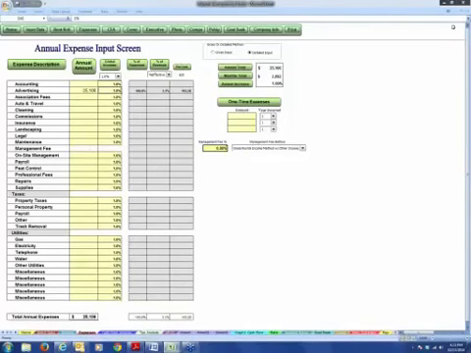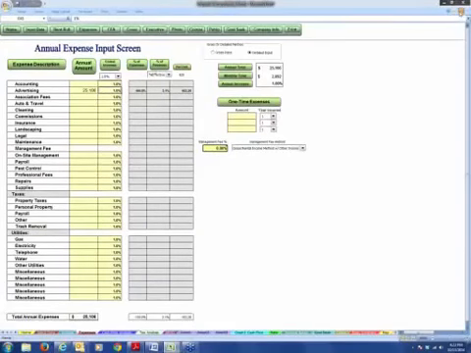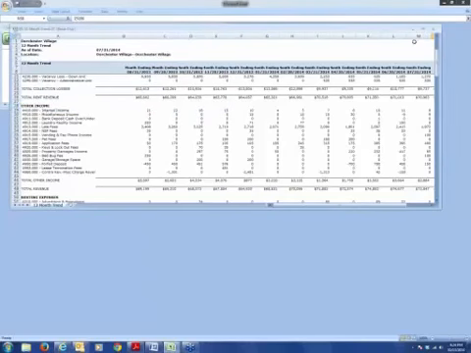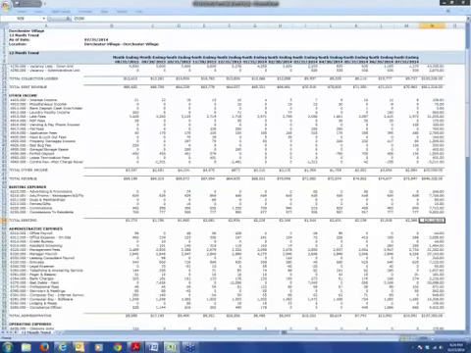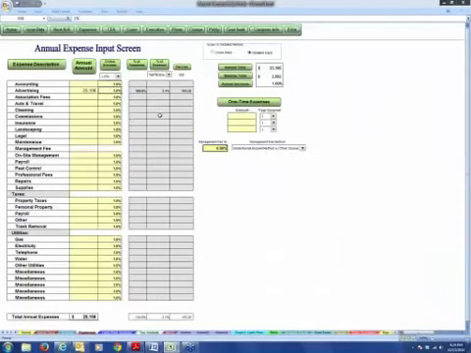Then I go back here. Let me see if I can minimize each, and we'll see if we can put them together. Oh, wait, I know I did it the wrong way. Unfortunately, because of this GoToWebinar thing, it's going to be frustrating. Okay. Sorry about that, guys. Let's see if I can do it a different way. There we go. All right.